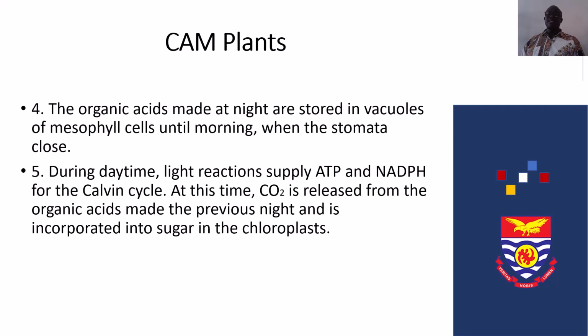The organic acids made at night are stored in vacuoles of mesophyll cells until morning, when the stomata close. During daytime, light reactions supply ATP and NADPH for the Calvin cycle. At this time, carbon dioxide is released from the organic acids made the previous night and is incorporated into sugar in the chloroplast.